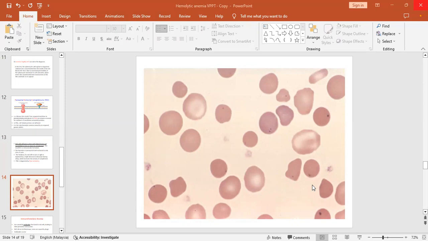Here you can see the peripheral smear of hereditary spherocytosis. You can see RBCs, WBCs, and platelets are not seen. There is anisopoikilocytosis. There are small RBCs which lack central pallor, which are nothing but spherocytes.